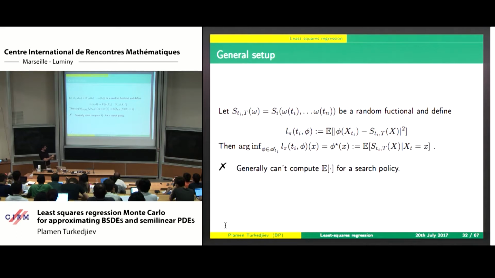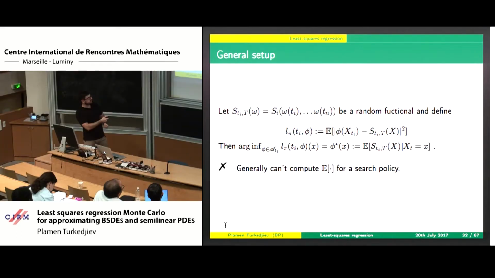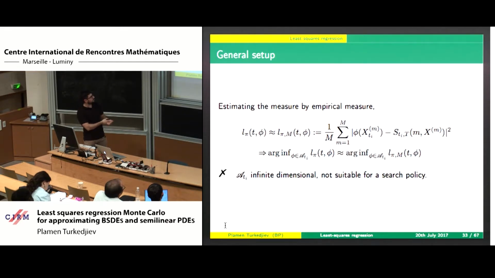So one idea might be, okay, let's just replace the law with the empirical measure. We can sample from the process x, we can sample from the functional S. Why not just replace the expectation with the empirical measure? Now we have our usual Monte Carlo setup. Of course, the problem here is the set of functions over which we're searching is infinite dimensional. So that's again completely inappropriate for a search algorithm.